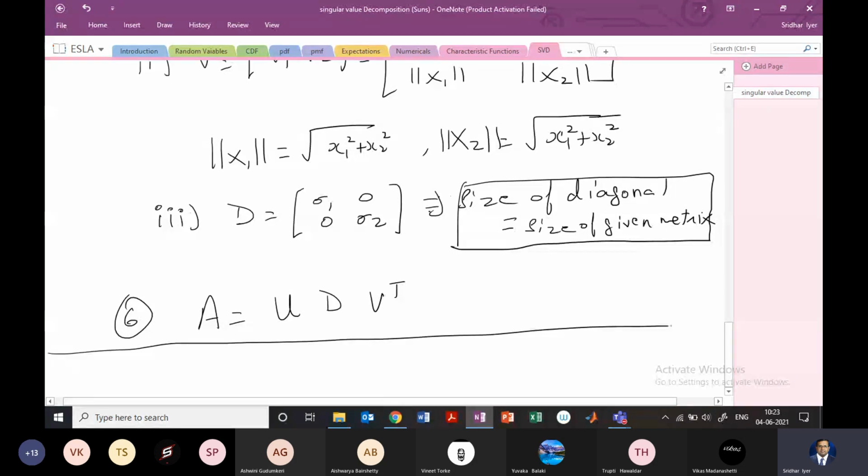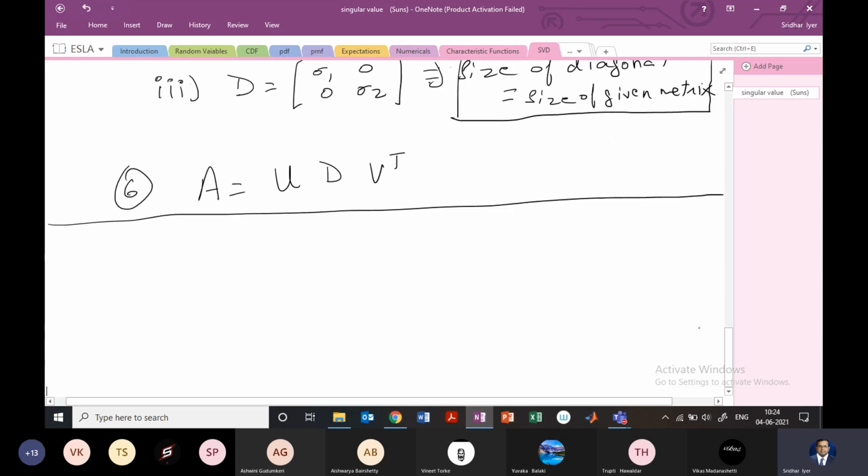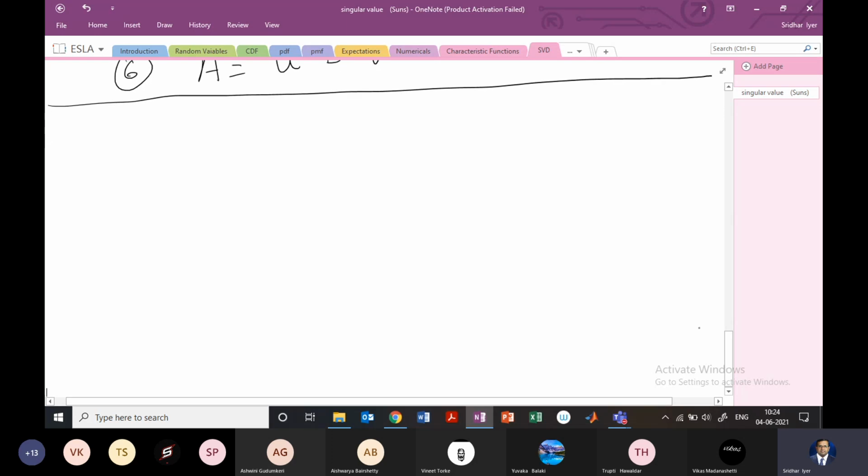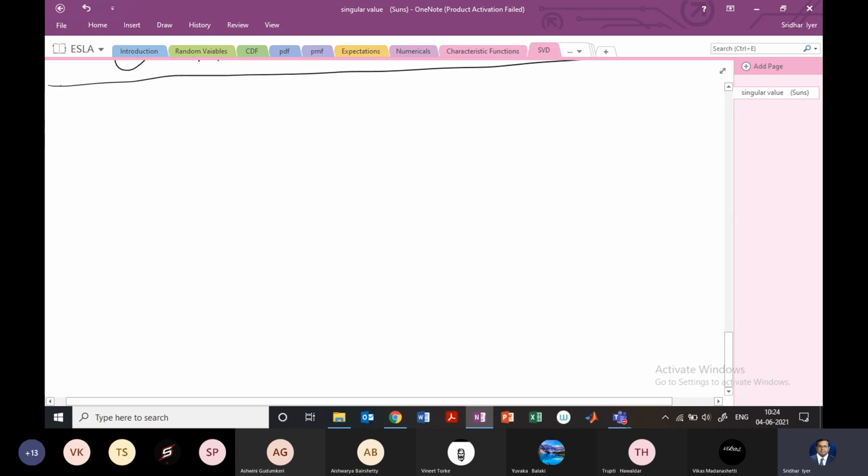Right. So these are the 6 steps that we need to follow to get the singular value decomposition of the given matrix. Okay. So it may not be very clear with all those steps. So let us take one numerical. It's a lengthy process, so we'll be careful in solving this problem, right?